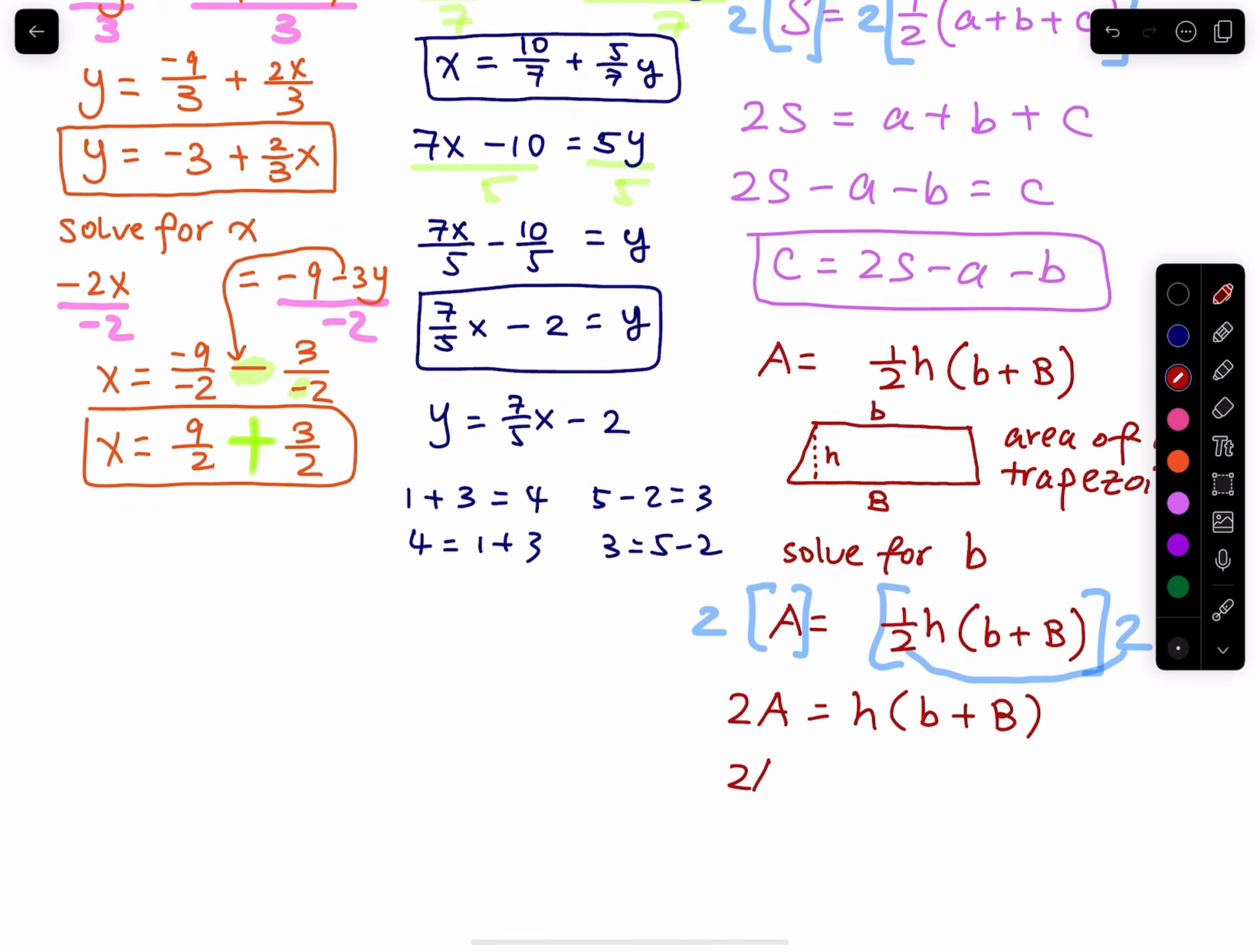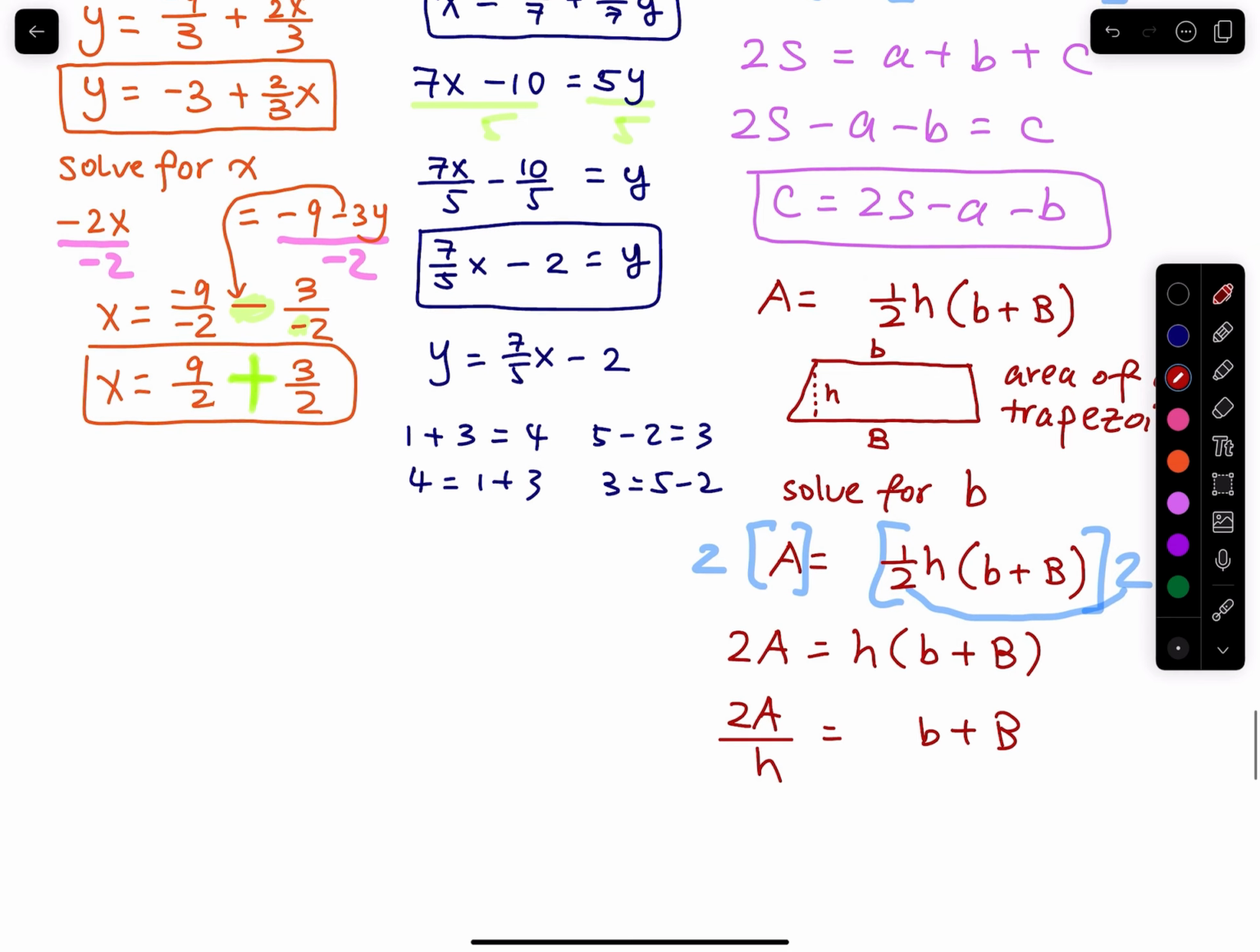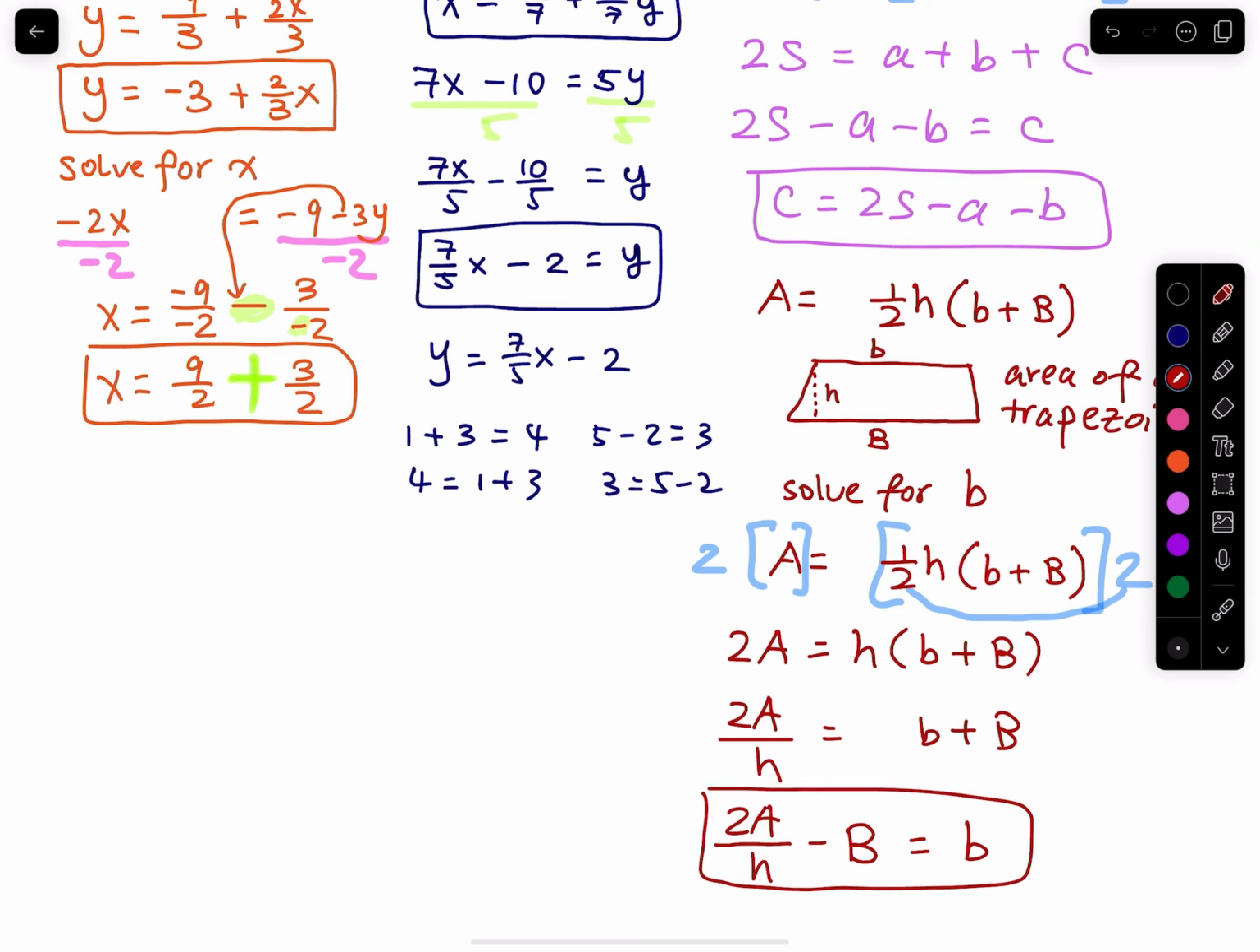And then you have 2A. What are we solving for? We are solving for b, right? Then 2A divided by h equals small b plus big B. And then all you have to do is subtract the big B. So 2A divided by h minus big B equals small b. Okay, so this is solving for the small b.